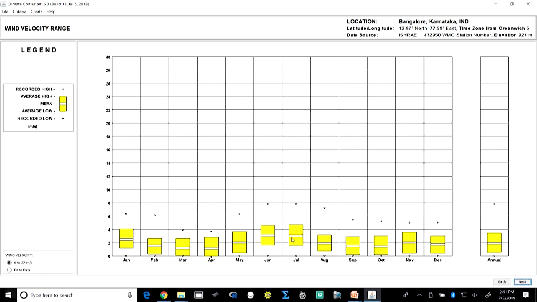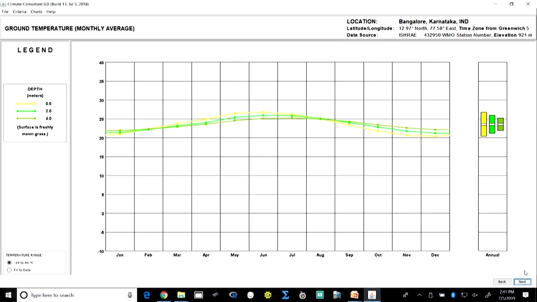If we look at the wind velocity range, more or less it remains the same. And if we look at the ground temperatures, if you remember the Delhi ground temperatures, we saw that it was going a little higher for 0.5 meter depth, and it was crossing the 30 degree centigrade limit, while here we see that it is almost limited within the comfort range. So, we do not need to take our earth air tunnel down below up to 4 meter depth, but even a 0.5 meter depth would serve the same purpose.